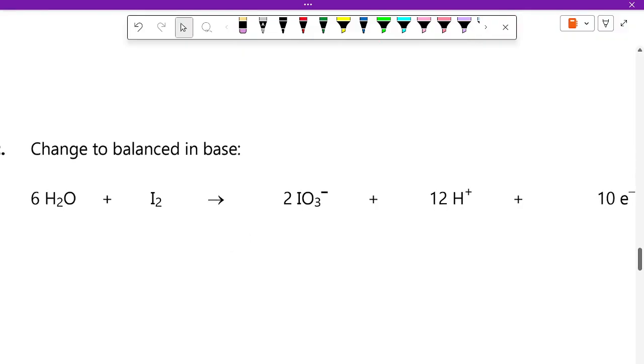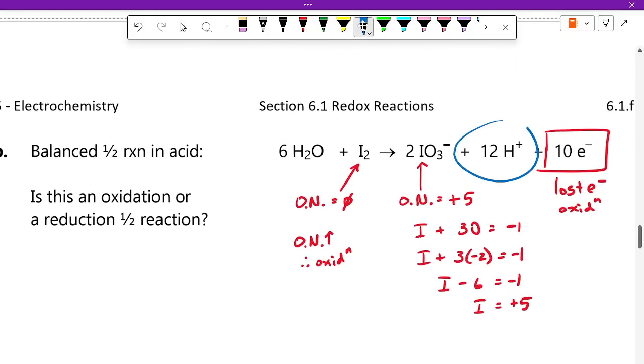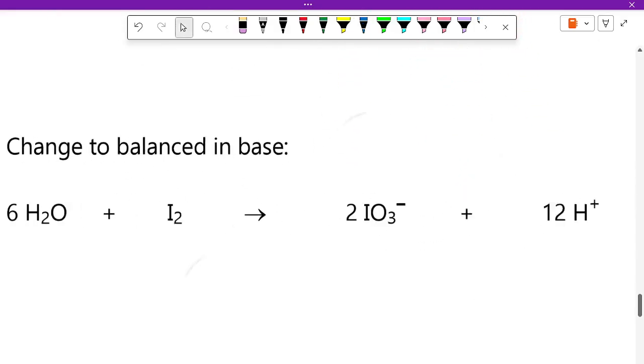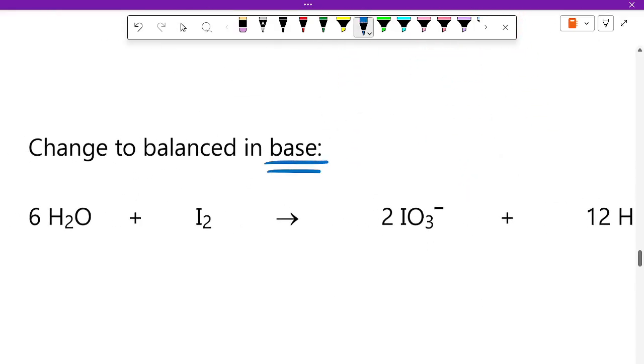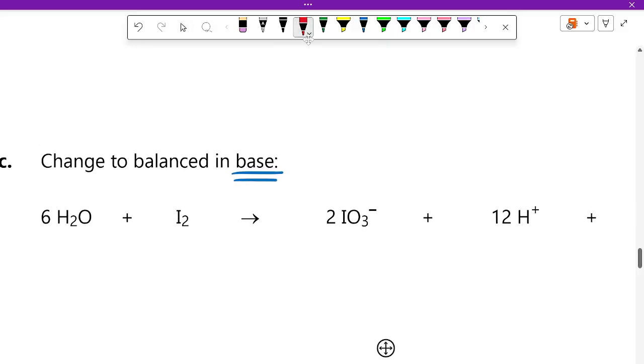Now what we're going to do is take this one, and we had it balanced in acid, yes? In acidic solution. Now we're going to take this same reaction that has already been balanced in acidic solution, and we're going to change it to base. And really, all you're going to do to make it basic is add enough hydroxides to neutralize all of the H pluses.